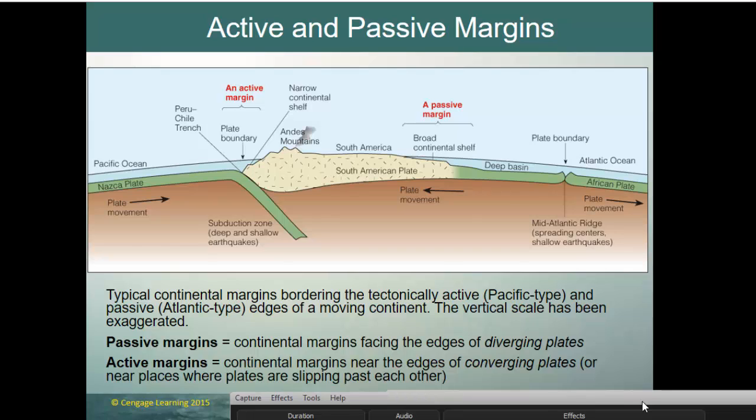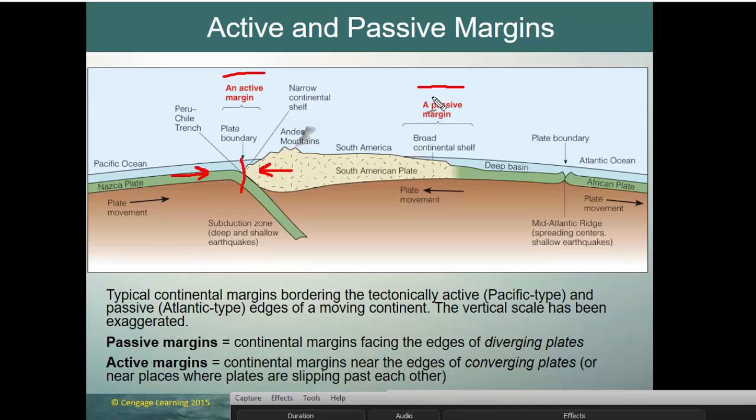So here we are looking at both an active and a passive margin. So your passive margin is here, your active margin is here. Your active margin is active because it is at a plate boundary. That is a plate boundary where an oceanic lithospheric plate is converging with a continental lithospheric plate.